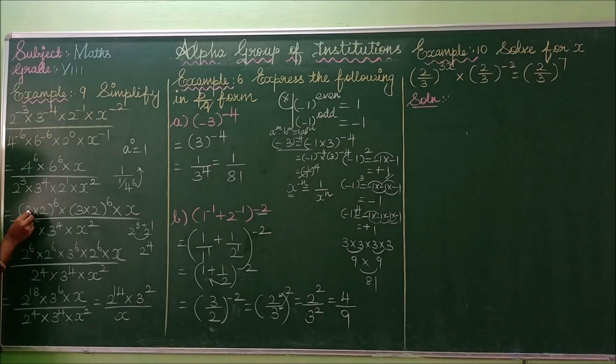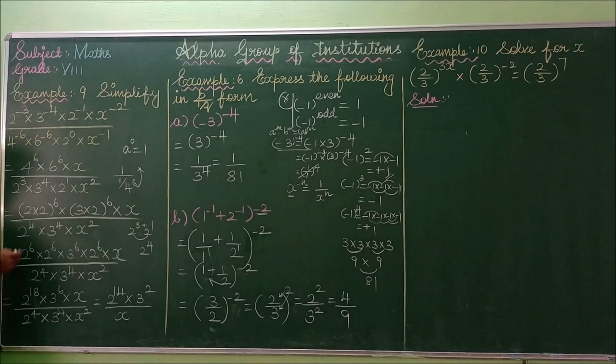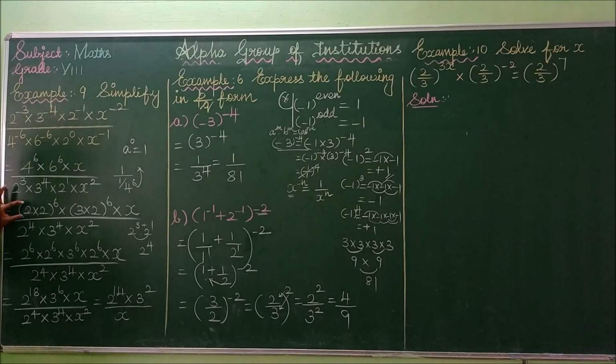So listen, split and write the powers. 2 power 6 into 3 power 6 into 2 power 6 into x, whole divided by 2 power 4 into 3 power 4 into x squared. So listen carefully. This is in the form of AB the whole power m. AB the whole power m means what? A power m into B power m. That's why I have split and written the powers. 2 into 2 whole power 6 can be represented as 2 power 6 into 2 power 6. Similarly, AB the whole power m is A power m, B power m. 3 power 6, 2 power 6 into x, whole divided by 2 power 4 into 3 power 4 into x square.